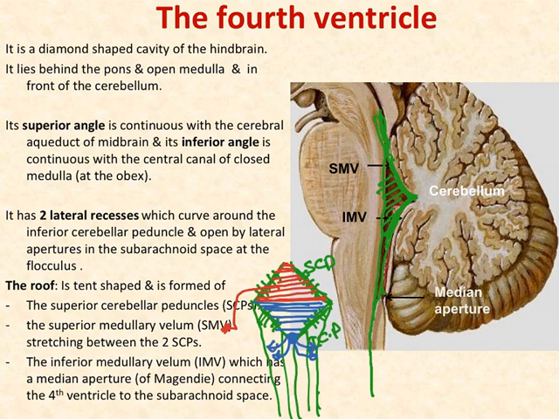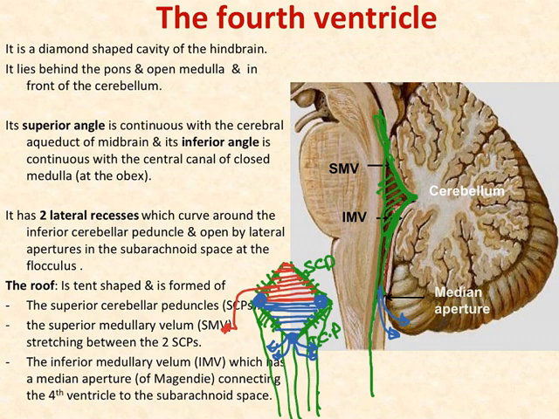So we have three apertures in the roof through which the cerebrospinal fluid escapes from inside the cavity of the fourth ventricle to the subarachnoid space outside the ventricular system. We have two lateral recesses here at the meeting point between the superior and inferior cerebellar peduncles in the lateral angles of the roof, and also between the inferior cerebellar peduncles just in the midline here we have the median aperture, which is the median foramen.